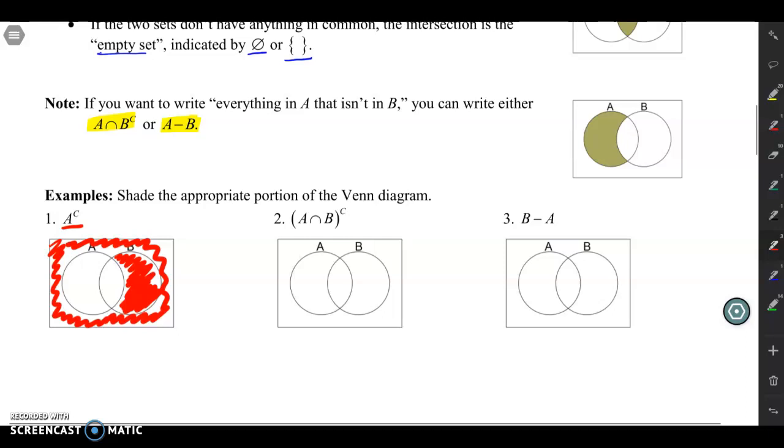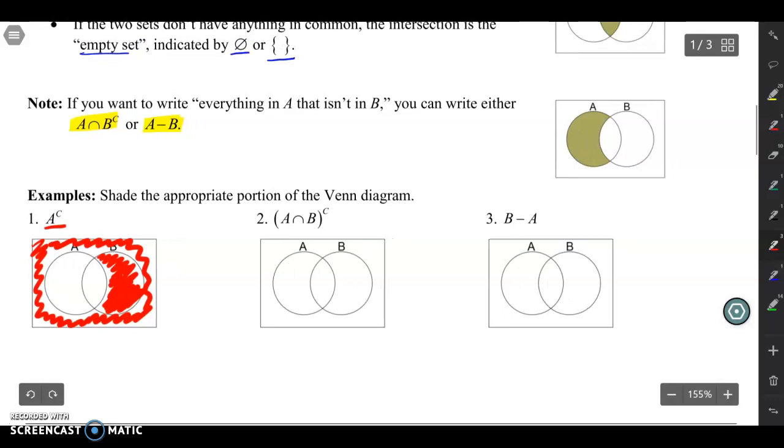In number 2, what I want to look at is A intersection with B complement. So remember, this little upside down U is the intersect sign. That means I want the part that is the overlap between A and B. But if I want the complement, it means that I want everything that's not in the overlap of A and B. So the only place that's being overlapped is this place that I'm outlining in the middle. Everything else is part of the complement of that space.